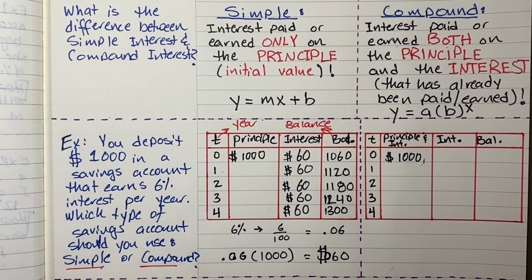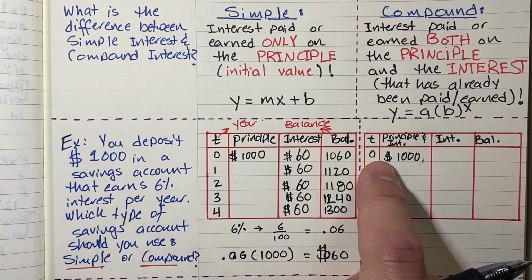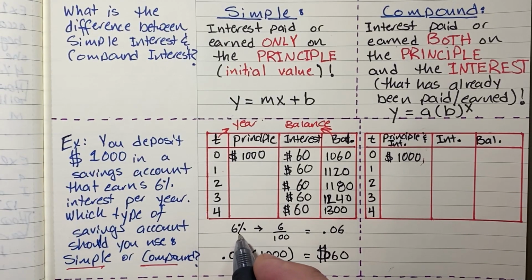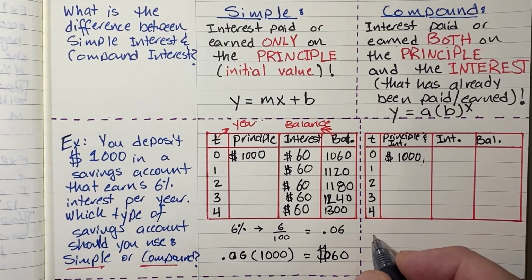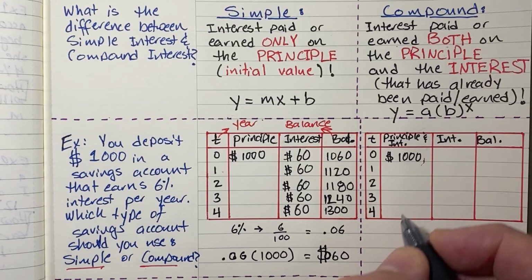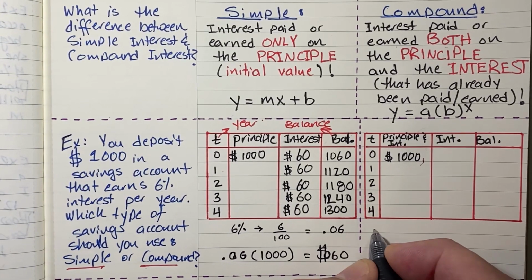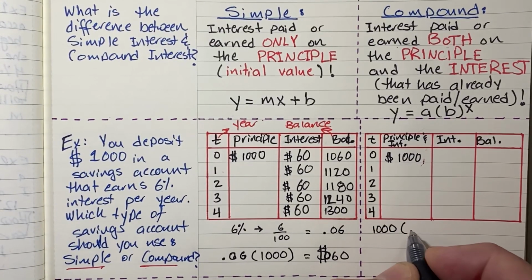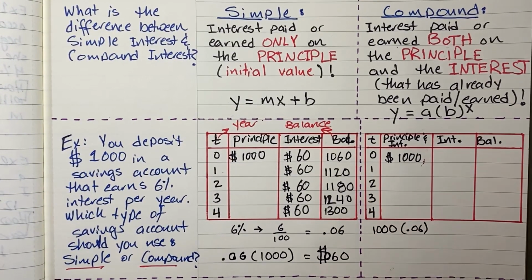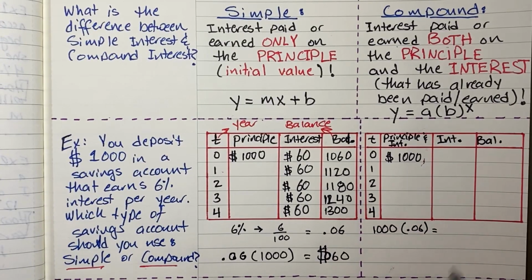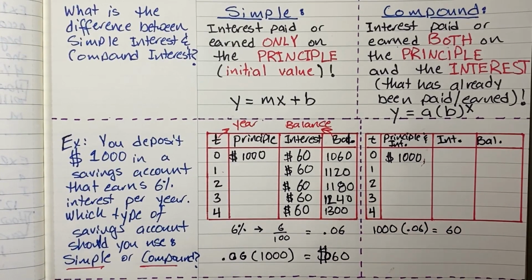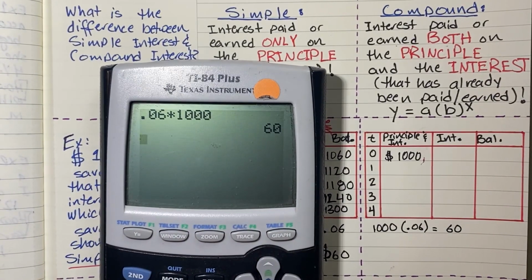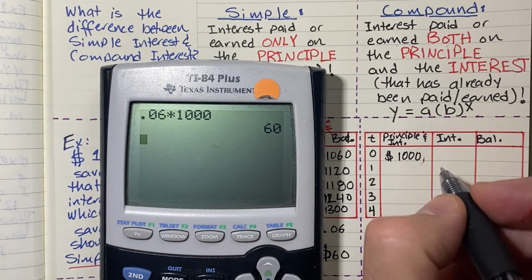Okay, so again, for the initial year, year zero, we know we're going to have $60, right? We already calculated that from before. But just in case, I'll show you guys again. So for the first year, we're going to have 1,000 times 0.06. This is going to give us an interest of 60. Okay, and you can use your calculator to figure all this out. So our interest right here is going to be $60.